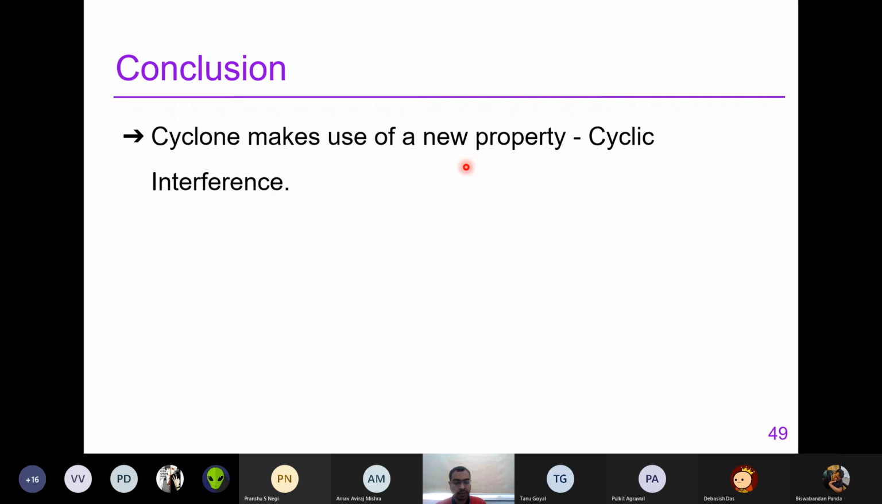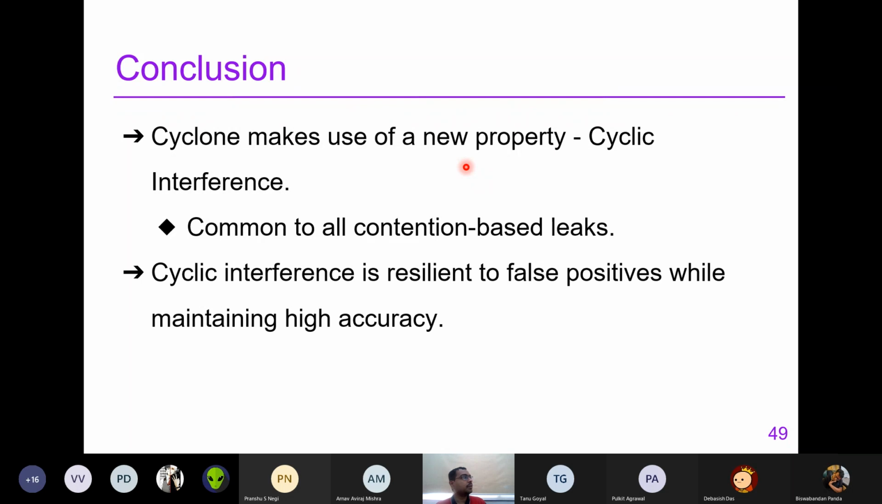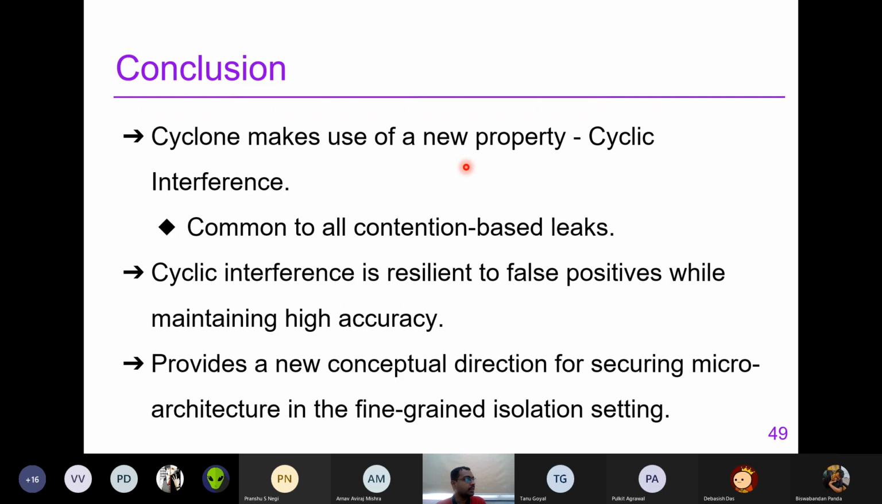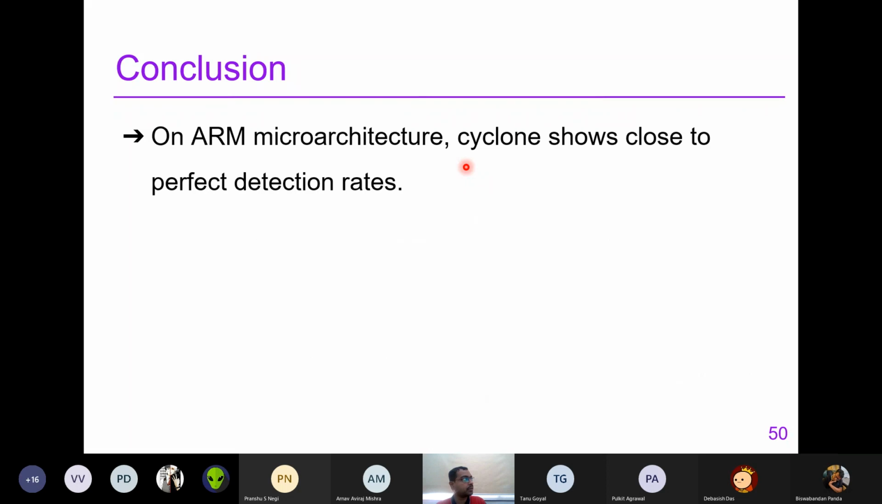In conclusion, the novel thing in this paper is that it makes use of a property called cyclic interference for detection. It occurs in all contention-based leaks, and they say it is resilient. It is not completely resilient, but it works very well. It reduces false positives by a great amount while maintaining decent accuracy. This is just a different approach to securing microarchitecture.